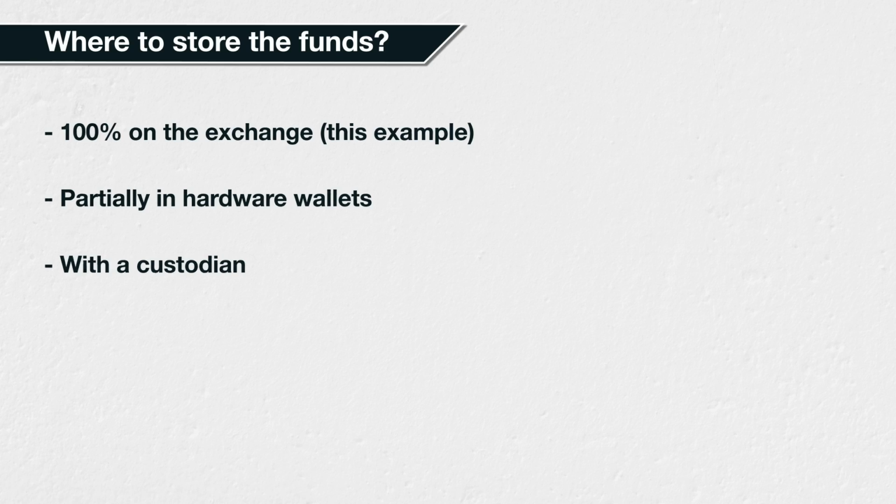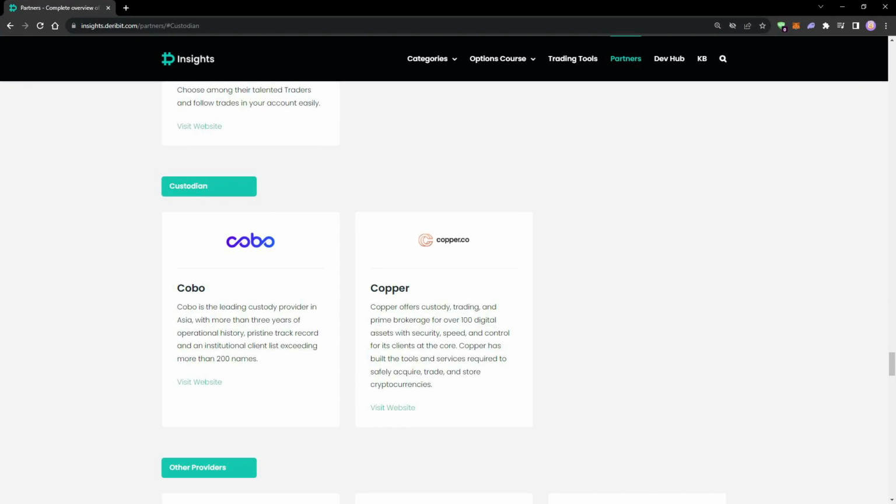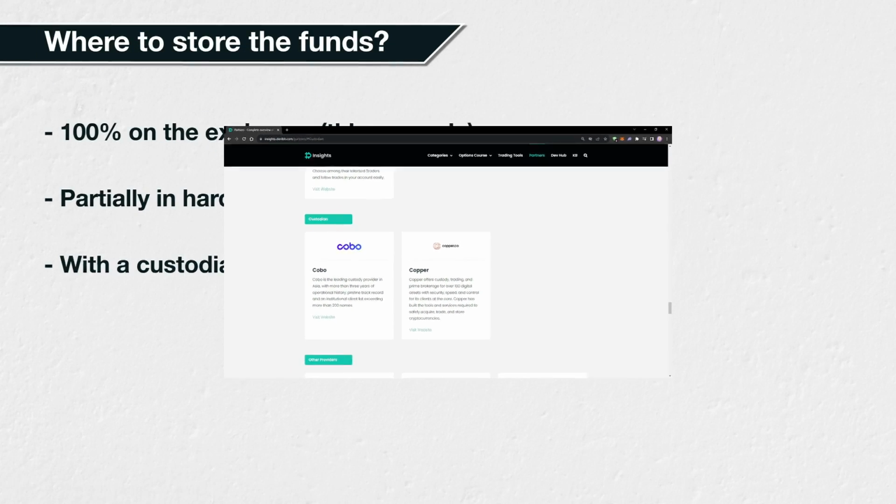Another option, in between leaving all the funds on the exchange and using leverage while keeping some of the funds in our own wallet, would be to use a custodian service to store the funds. This way we will still be safe from liquidation, but don't have to worry as much about the exchange. Though we do then have to worry about the custodian, so we'd really just be transferring our counterparty risk from the exchange to the custodian.